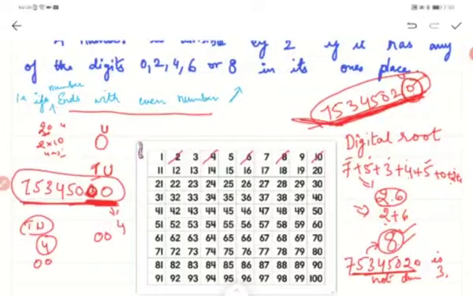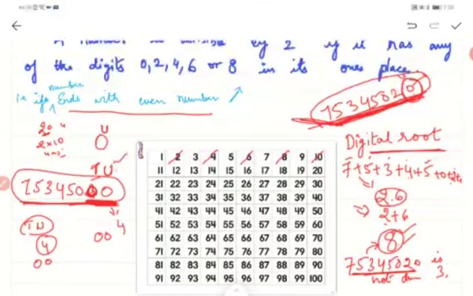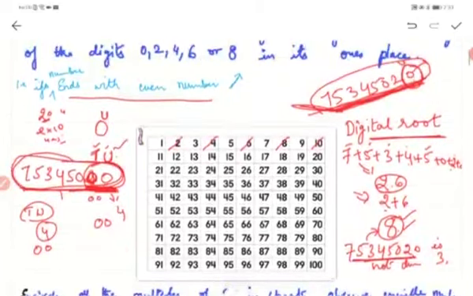It's very easy. For 2, you are going to check only the units place. For 3, you need to find your digital root. And for 4, you need to check the units and tens place. If the number formed by those 2 digits at units and tens place is divisible by 4, or if they are 0 0, then the whole number is divisible by 4.